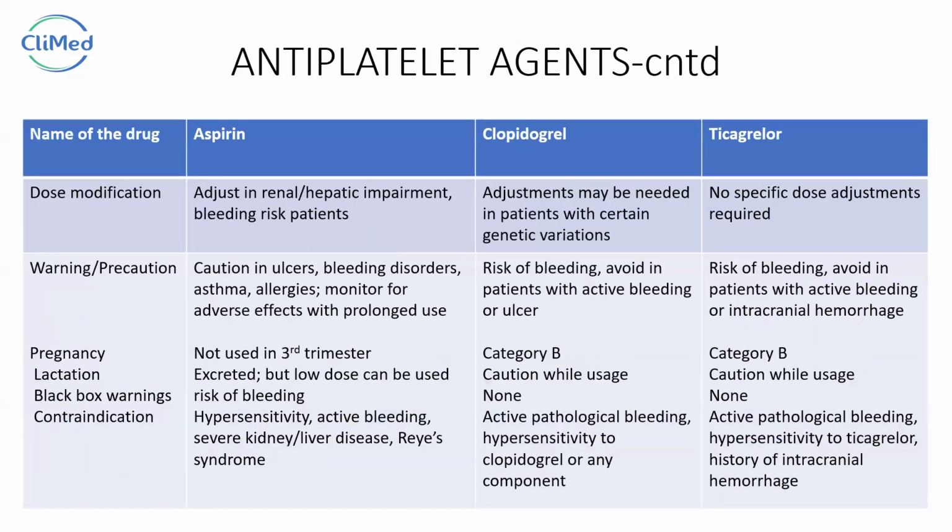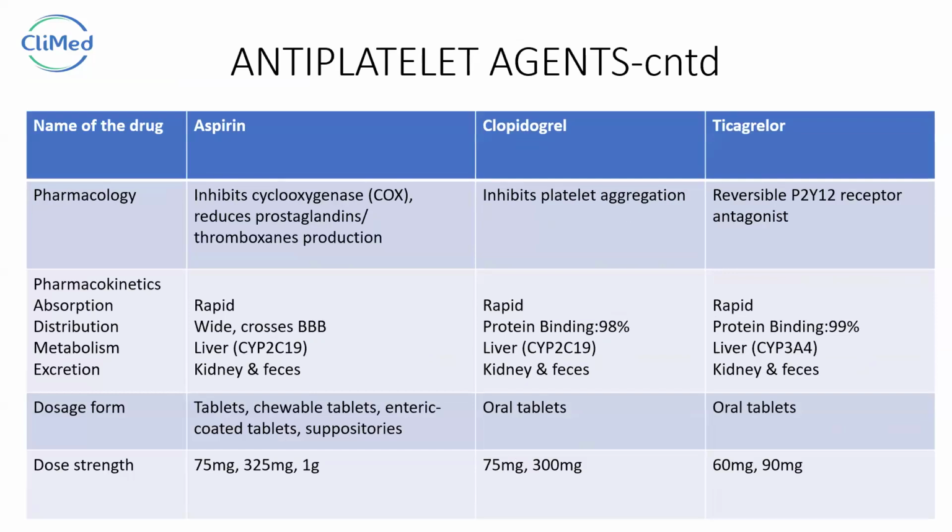It inhibits platelet aggregation. It irreversibly blocks P2Y12 receptors in platelet surface. It is rapidly absorbed. Protein binding is 98%. Metabolized in liver by cytochrome P2C19 isoenzymes. Excreted via kidney and feces.